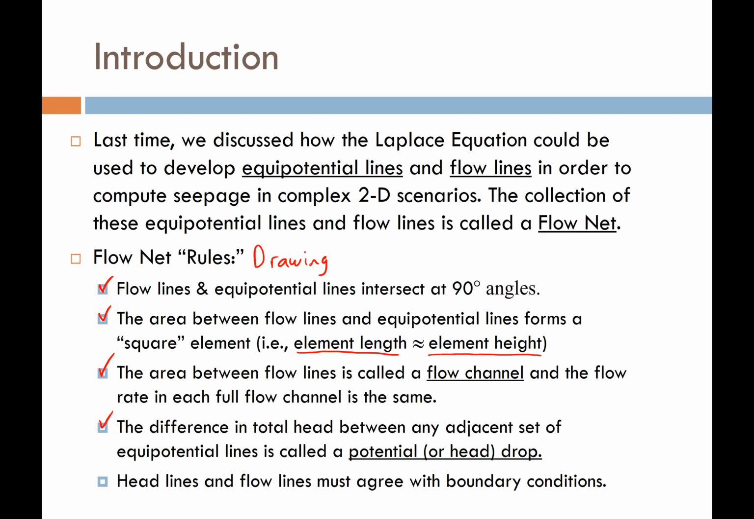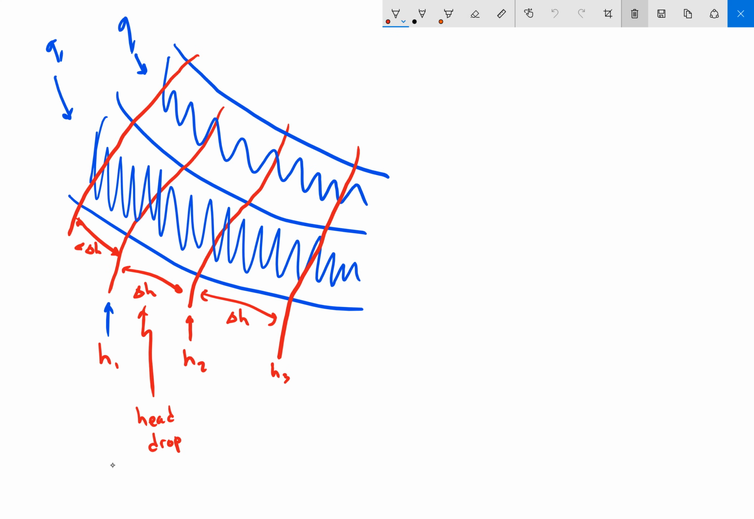But believe me, if you keep your head drops between your equipotential lines the same or equal, it will make your calculations a lot easier. Finally, head lines and flow lines must agree with the boundary conditions. And this is kind of a big one.